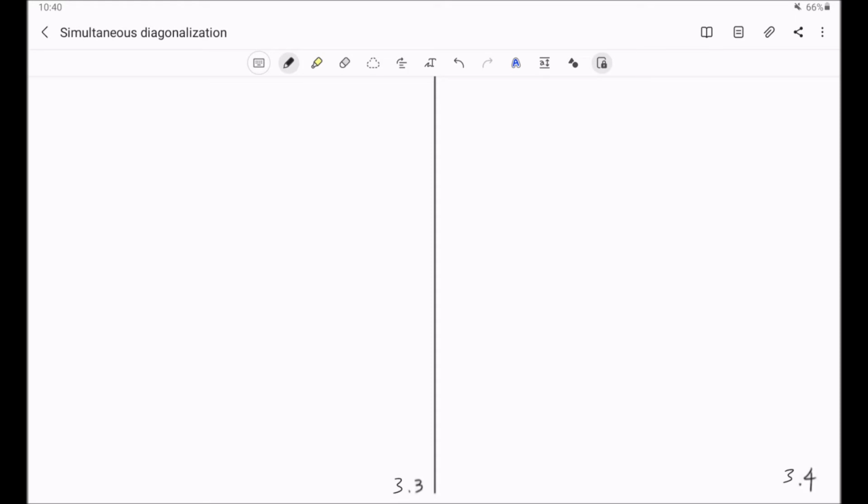First, there's a trivial case that we want to exclude. If every matrix in script F is a scalar matrix with the form lambda times I, then there's nothing to prove, because those matrices are already diagonalized.